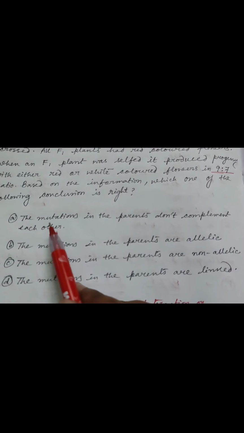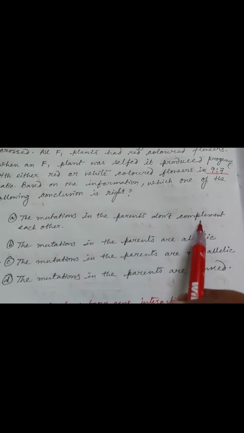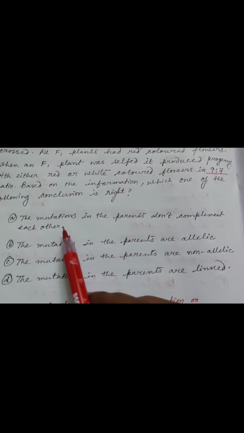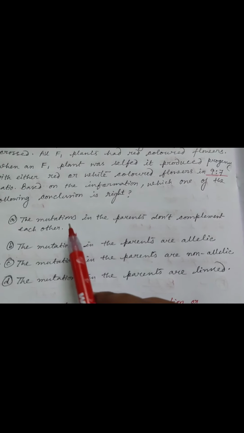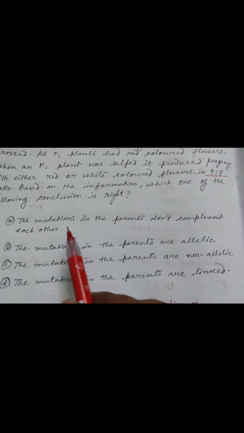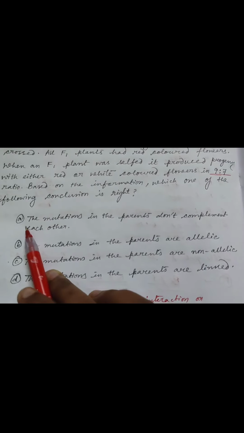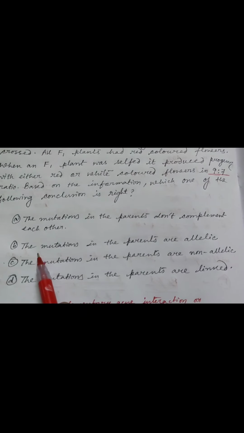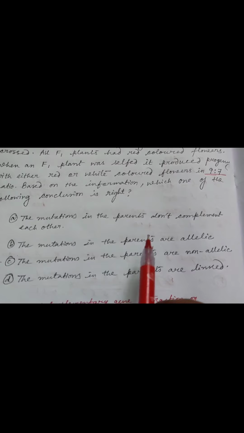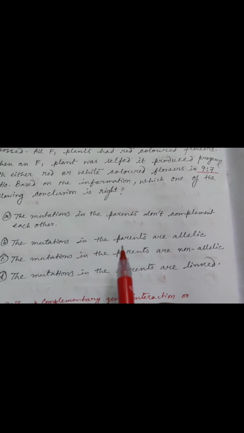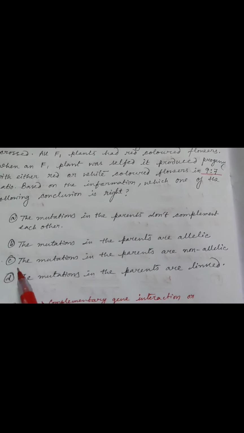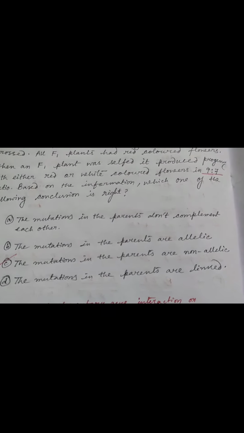The first option says the mutations in the parents don't complement each other. This is wrong because the 9:7 ratio is for complementary gene interaction, so obviously option A is incorrect. Second, the mutations in the parents are allelic. No, epistasis is not allelic. It is non-allelic. So the correct answer would be that the mutations in the parents are non-allelic, which is option C.